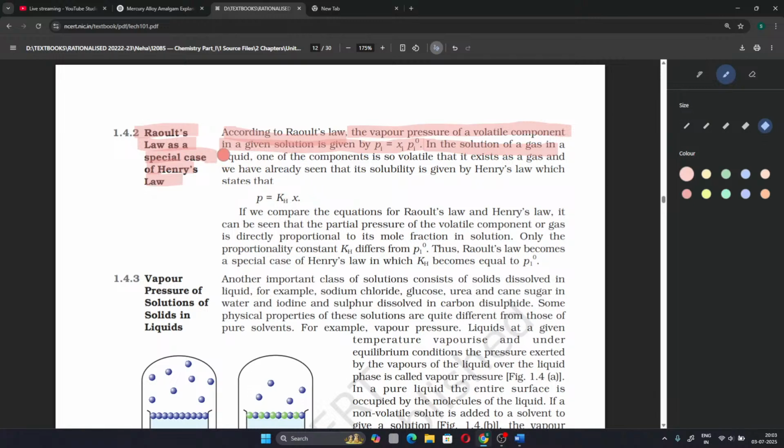In the solution of a gas in a liquid, one of the components is so volatile that it exists as a gas, and we have already seen that its solubility is given by Henry's law, which states that P equals Kh times chi. If we compare the equations for Raoult's law and Henry's law, it can be seen that the partial pressure of the volatile component or gas is also directly proportional to its mole fraction in the solution. Only the proportionality constant Kh is different from the pure vapor pressure. Thus, Raoult's law becomes a special case of Henry's law in which Kh becomes equal to P naught.